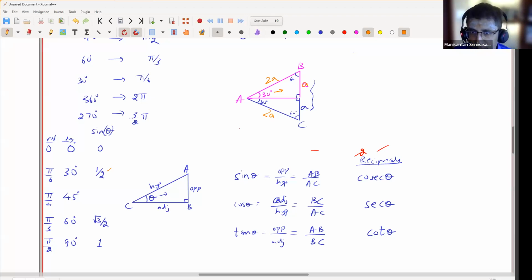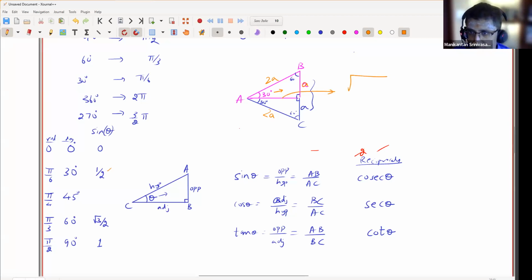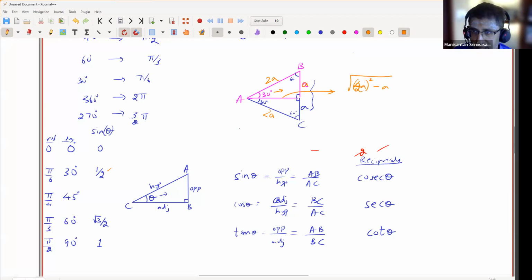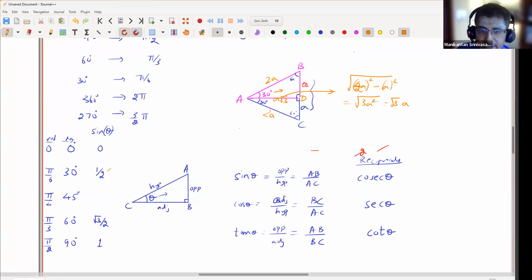And just by using Pythagoras theorem, I can calculate this side as the square root of 2a whole square minus a whole square, which is the square root of 3a square, which is a √3. Therefore, in this triangle the adjacent side is a √3, the opposite side is a, and the hypotenuse is 2a. Therefore, cos 30 would be √3/2.